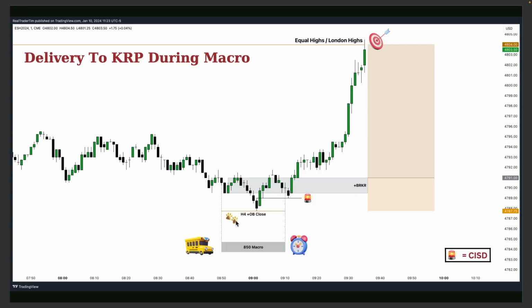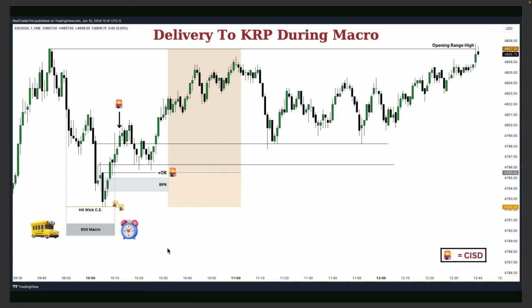And of course, we see after we tap this key reference point and have the change in the state of delivery, we get above this breaker. Bodies respect it beautifully, right? Breakaway gap here, and we'll talk about breakaway gaps in the next lesson. And then we expand higher. So we see time meeting price. Macro, key reference point, change in the state of delivery. And again, we see these things occurring over and over and over again.